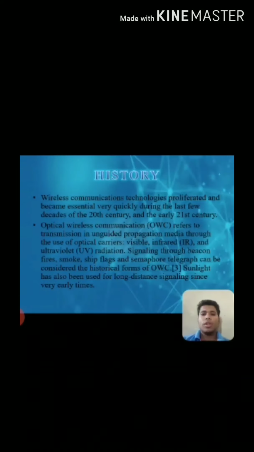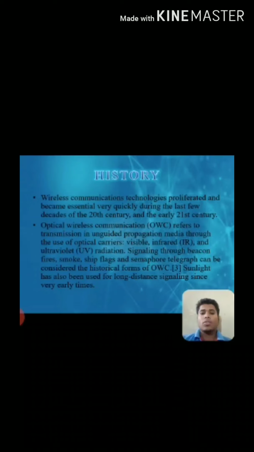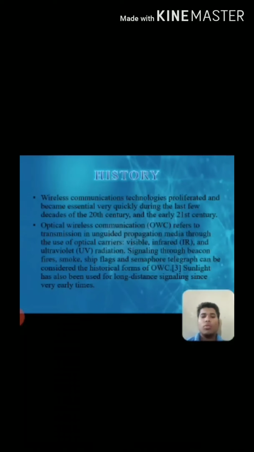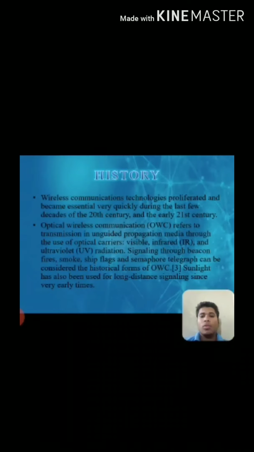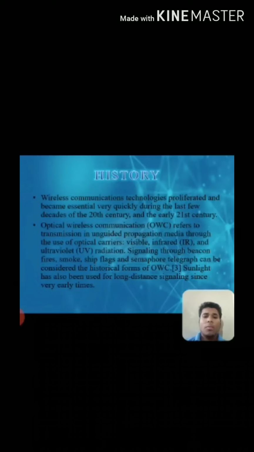History. Wireless communication technology proliferated and became essential very quickly during the few decades of the 20th century and early 21st century. Optical wireless communication (OWC) refers to transmission in unguided propagation media through the use of optical carriers: visible, infrared IR and ultraviolet UV radiation. Signaling through beacon fires, smoke, ship flags, and semaphore telegraph can be considered the historical forms of OWC. These are the various types of optical wireless communication.